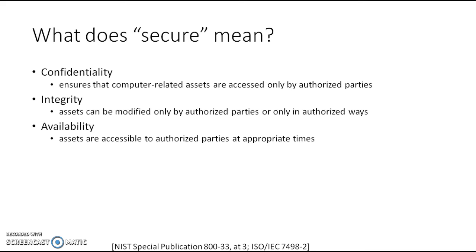The second one is integrity. Integrity is about modification: who can modify that data? As I told you, data can be an image, video, or text. So who can modify the data? Assets can be modified only by authorized parties, authorized people, authorized software, authorized agents, or in authorized ways. Authorized ways means by which way, by which computer you can access it. If you access your organizational data from your home, it might not be allowed to you. If you access the same data from your office, that might be allowed to you.